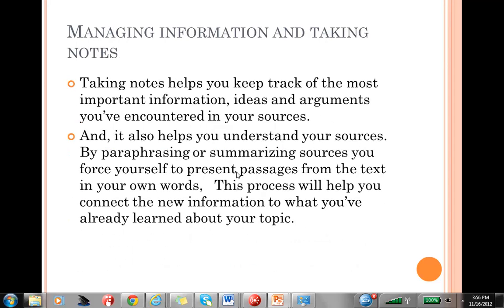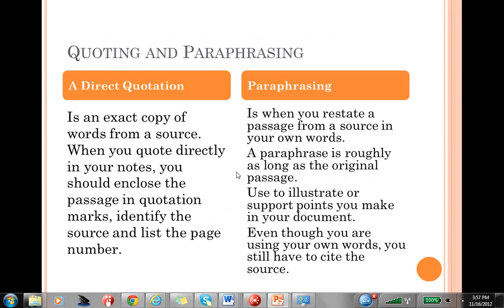All right. One of the things we're going to be working on this week as well is managing information and taking notes. Taking notes is a really important part of your research project because it helps you keep track of the most important information, ideas, and arguments that you've encountered in your sources. It also helps you understand your sources. When you paraphrase or summarize your sources, you force yourself to really think through the passages that you're rephrasing in your own words. And through this process, you're really going to understand how this source is relevant to your own argument. So, one thing you're going to work on this week is quoting and paraphrasing.